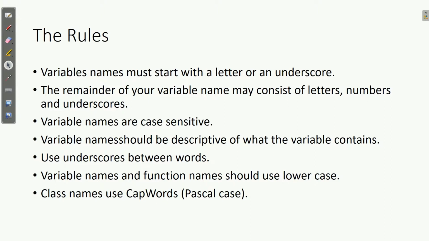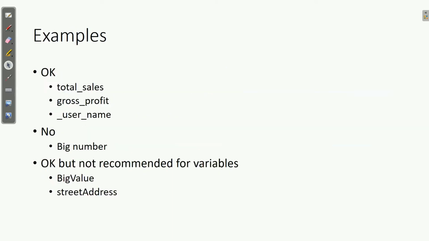If you come from an environment that you've been using cap words or camel case or some other naming convention, those are perfectly acceptable. However, as you work with Python more and more, you'll probably start migrating to what most Python programmers use. For example here, total_sales, that's great. Gross_profit, user_name. All of those fit the way Python users work.